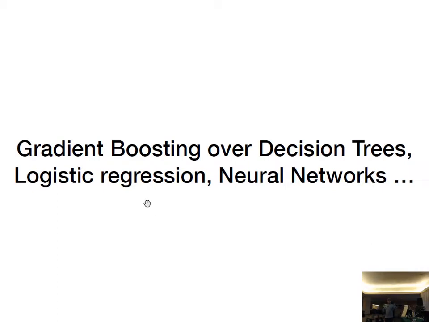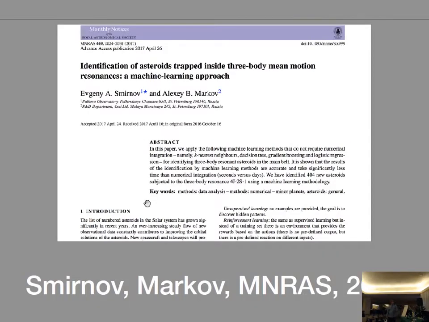Okay, how can all this be applied to astronomy and to celestial mechanics? I will tell you about two implementations. The first one, which was published this year, is about identification of asteroids trapped inside a 3-body resonance. The idea was very simple. There are asteroids trapped inside 3-body resonances in the main belt. How do we usually identify them? We integrate the equations of motion of the orbits of the asteroids in the main belt. Then we calculate the resonant argument, check whether it is librating or circulating, and then identify whether it is resonant or not.